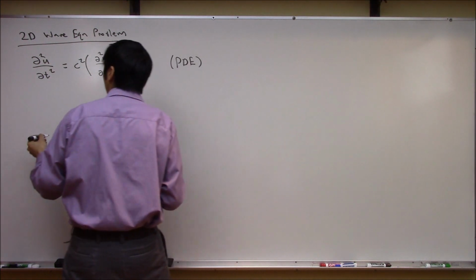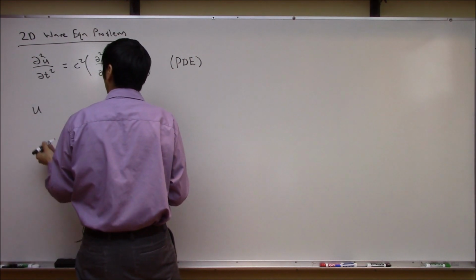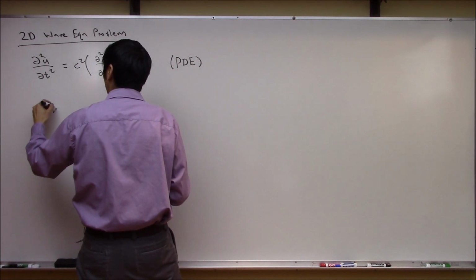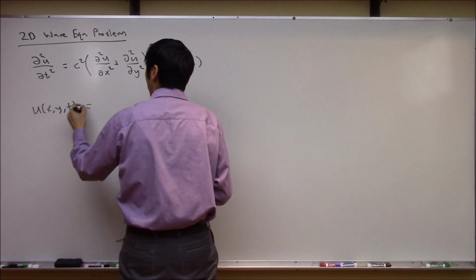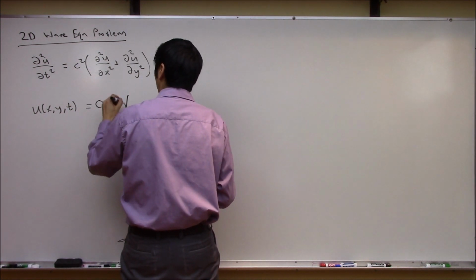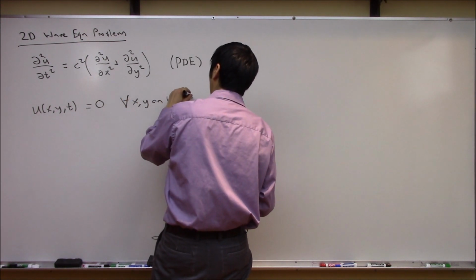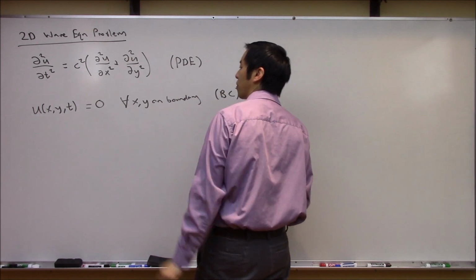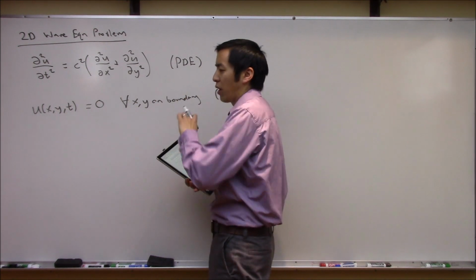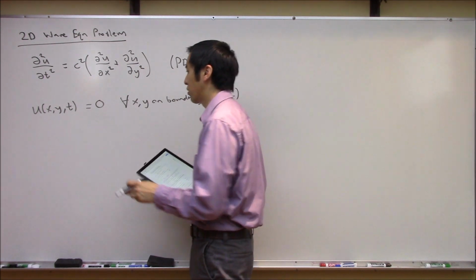We also had some boundary conditions for the problem. So the boundary conditions that we would like to consider here are that u of x, y, and t, right? This is the function that we're looking to solve for here. This is going to be equal to 0 for all x, y on the boundary. So here is our boundary condition. So this corresponds to everywhere along basically the edge of this membrane being fixed and not deflecting, right?